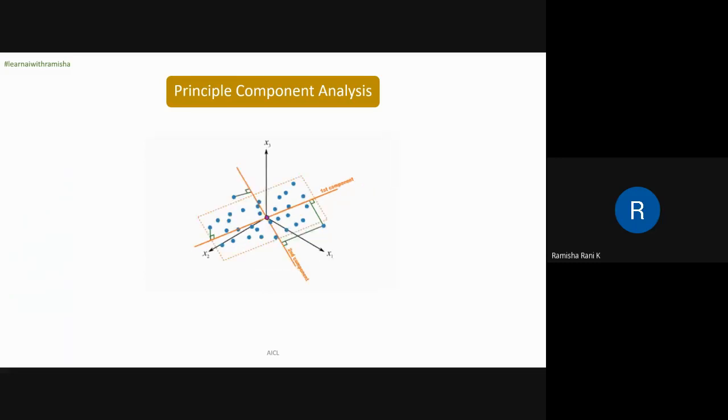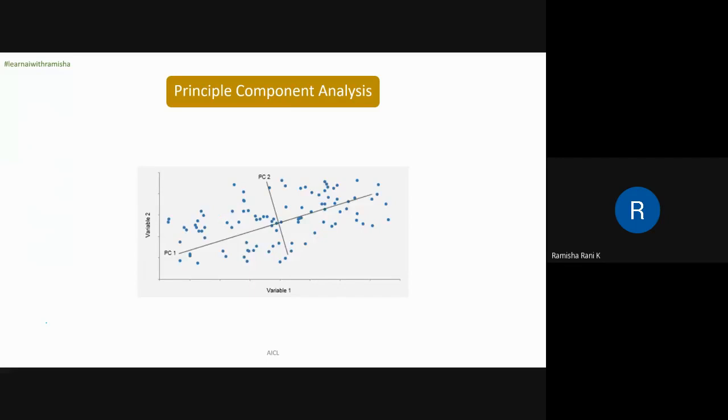Right? So this is your first component. The second component should be at a 90 degree angle to it. So you're going to take this value as your first principal component. This is your cluster 1 and this is your cluster 2. So based on this only, you can change your entire value.